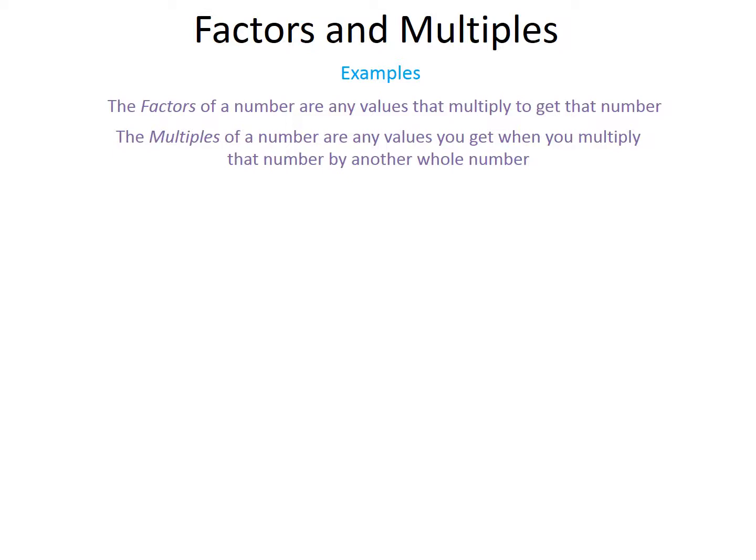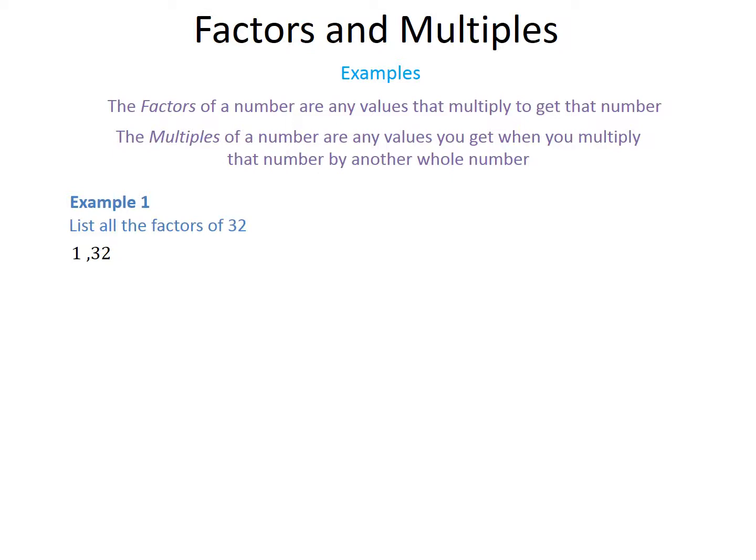So let's have a quick look at some examples. The first one, we're going to list all the factors of 32. And so I'm going to write down 1 and 32 first. Remember, they are always the first ones you write down, the 1 and the number itself. And now I'm going to start thinking of 2, because I did 1.